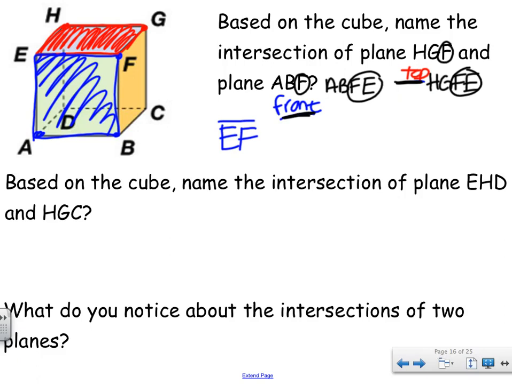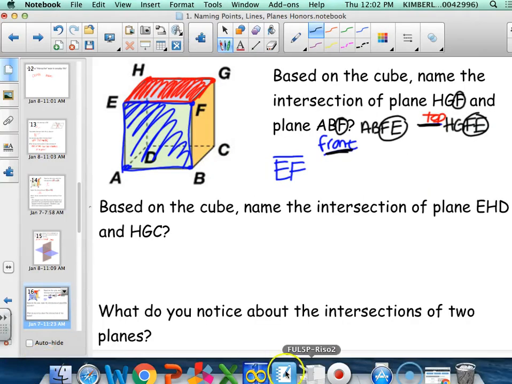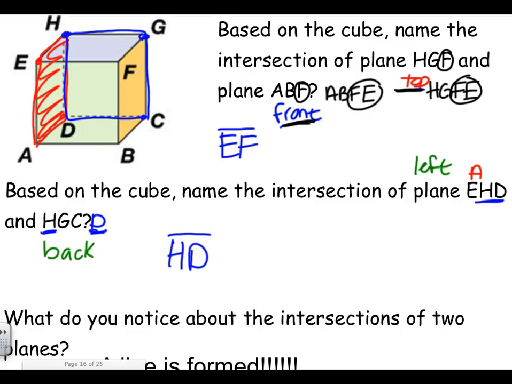Okay, so based on the cube, I want you to name the intersection of E, H, and D, and H, G, and C, and see if any of those three ways can help you check your answer. And then what do you notice about the intersections of two planes? So press pause and try them on your own. Is it HD or DH? Okay.